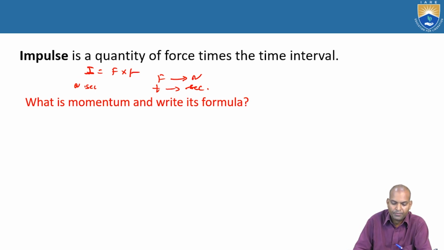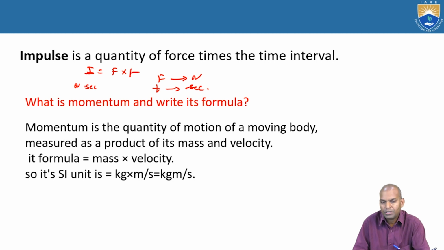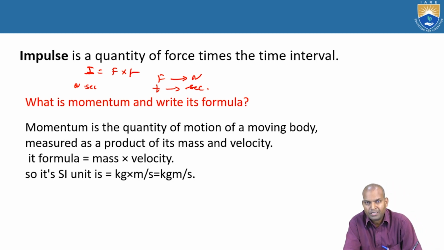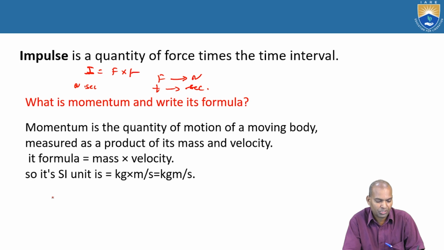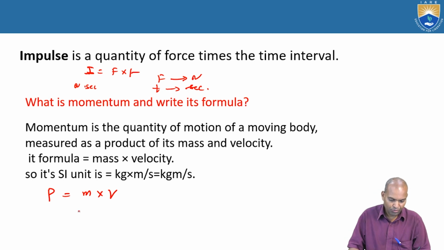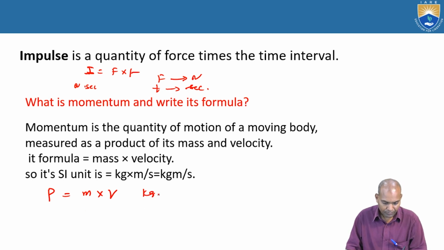Now what is momentum? The momentum is the quantity of the motion of your moving body. It is the measurement of the motion of your moving body. And the momentum is mathematically expressed as P, the momentum, equal to mass times velocity. The SI unit for momentum is kg meter per second.